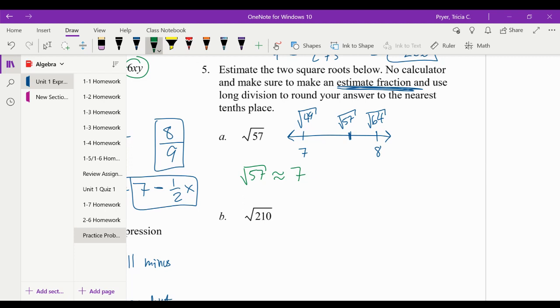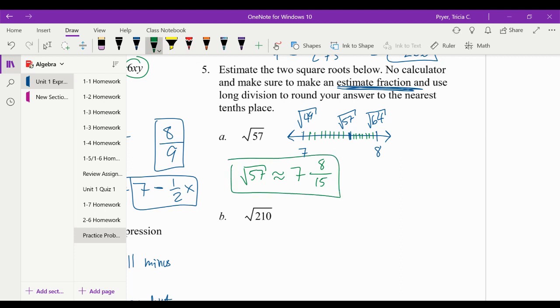Well, I have to figure out what all those tick marks are going to be. So from 49 to 57, it looks like 8 spaces. 1, 2, 3, 4, 5, 6, 7, 8. From 49 to 57. Out of the total of 49 to 64, one whole would be from one perfect square to the next perfect square. So that would be out of 15, I believe. 64 minus 49. So then that would be my estimate fraction, approximately 7 and 8/15.